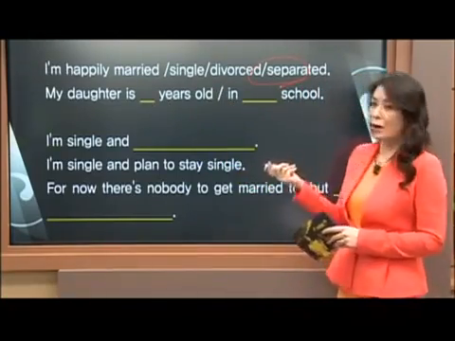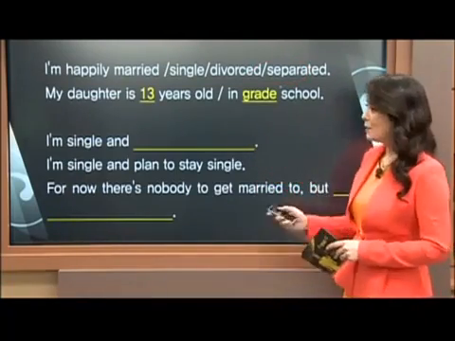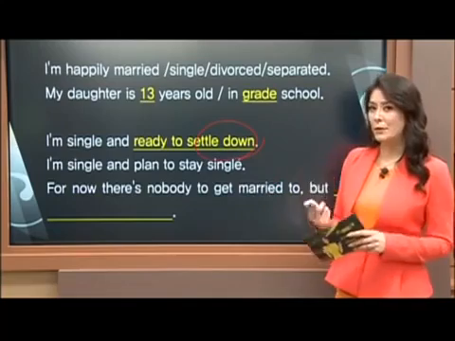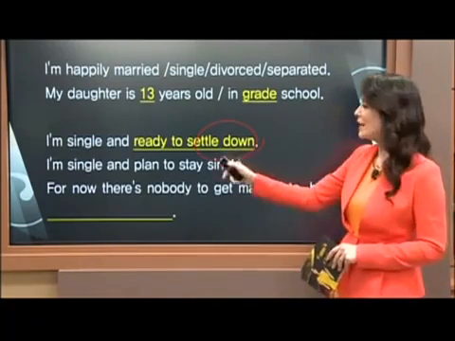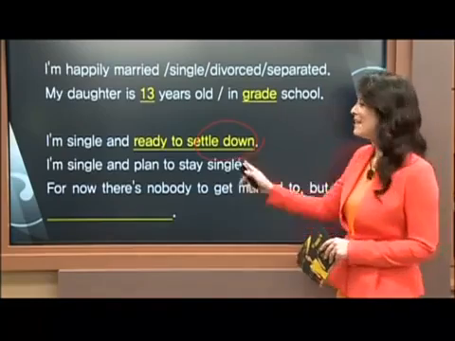What about this one? You can talk about your daughter if you have a daughter. My daughter is 13 years old and in grade school, elementary school. 되겠죠? What about this one? I'm single and ready to settle down. Now, settle down basically means to get married, okay? So if you're single, meaning you're not married, you can say, I'm single and I want to get married now. You can say, I'm ready to settle down, okay? I want to get married now 대신에 이 표현 꼭 한번 써보세요. 결혼할 준비가 되었다. 라는 말, I'm ready to settle down.